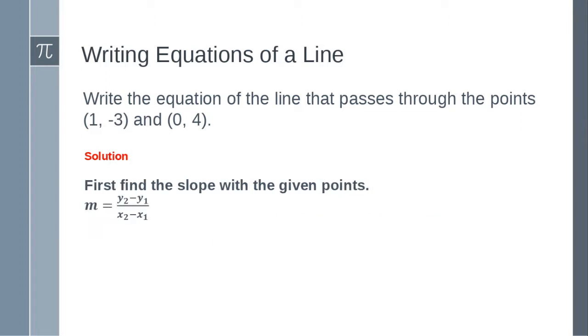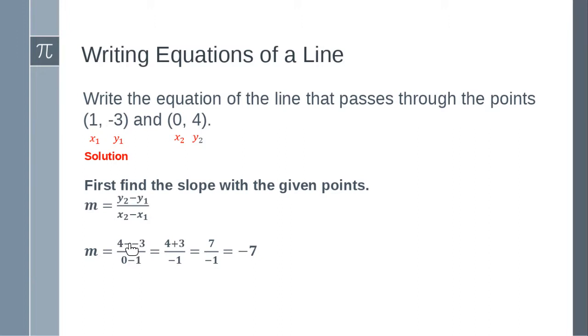Okay, so the slope by formula is y2 minus y1 divided by x2 minus x1. And so what I like to do when I'm first doing these is label these points x1, y1, x2, y2, or you could have called this x2, y2 and x1, y1. So I'm just going to use what I have here. So my y2 is 4, so I'm going to write 4 minus y1, which is -3, divided by my x2, which is 0, minus my x1, which is 1.